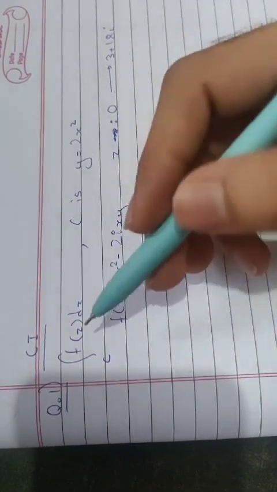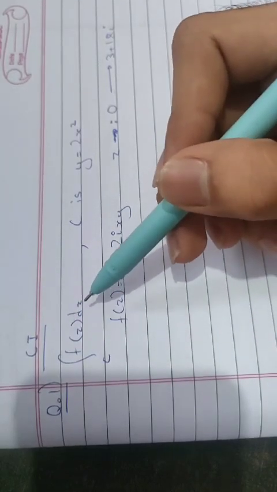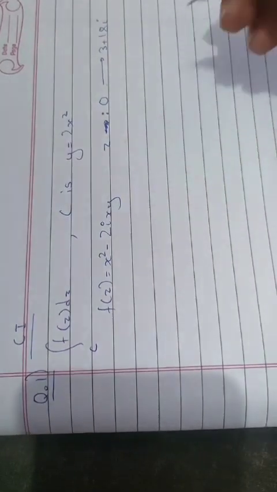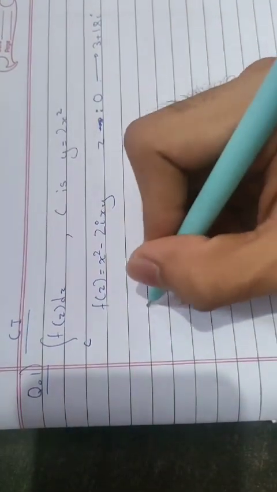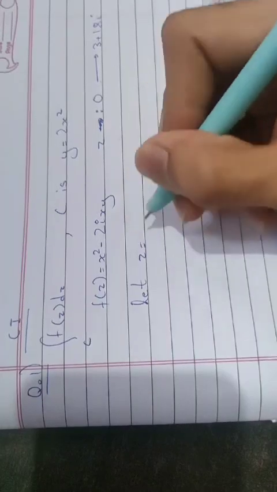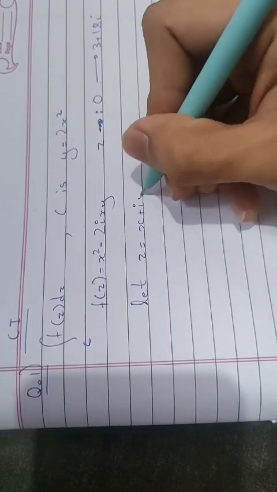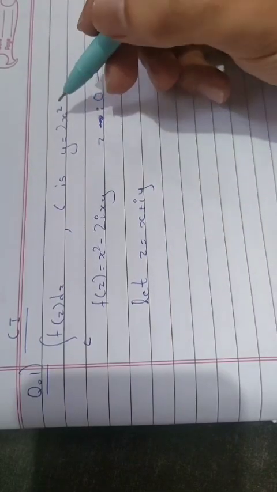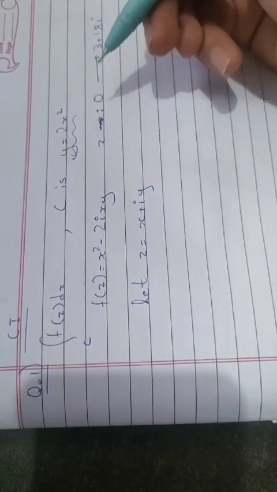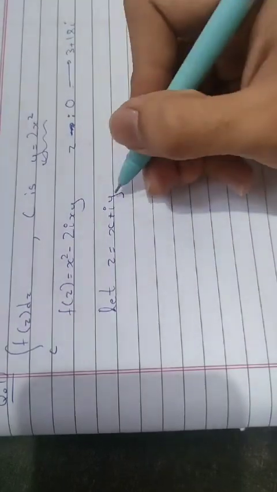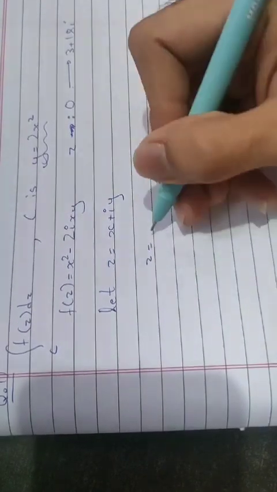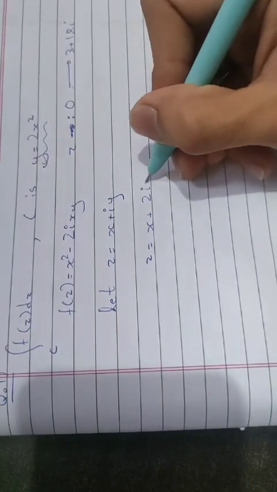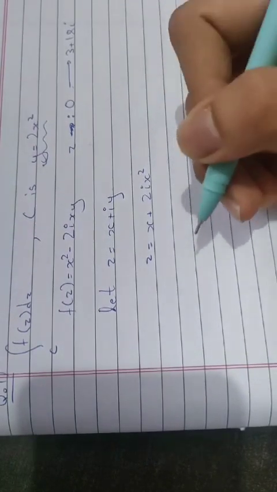So in this sum, firstly we need to find the integral of the function with respect to z. However, we are given the function in terms of x and y. So the first logical thing to do would be let z is equal to x plus iy. Okay, so we basically do a substitution, simple one. Then since we know that y is equal to 2x square, we can substitute that in here. We'll get z is equal to x plus 2ix square.